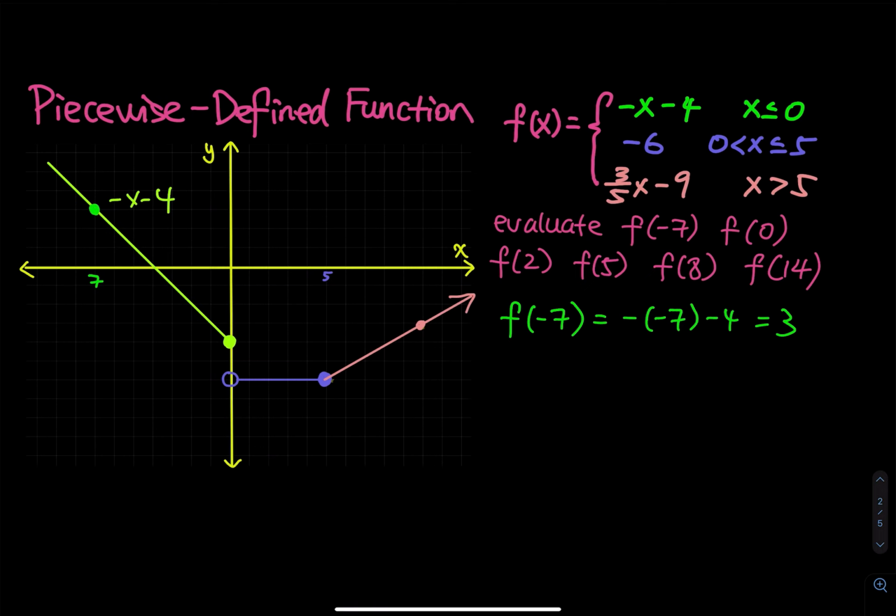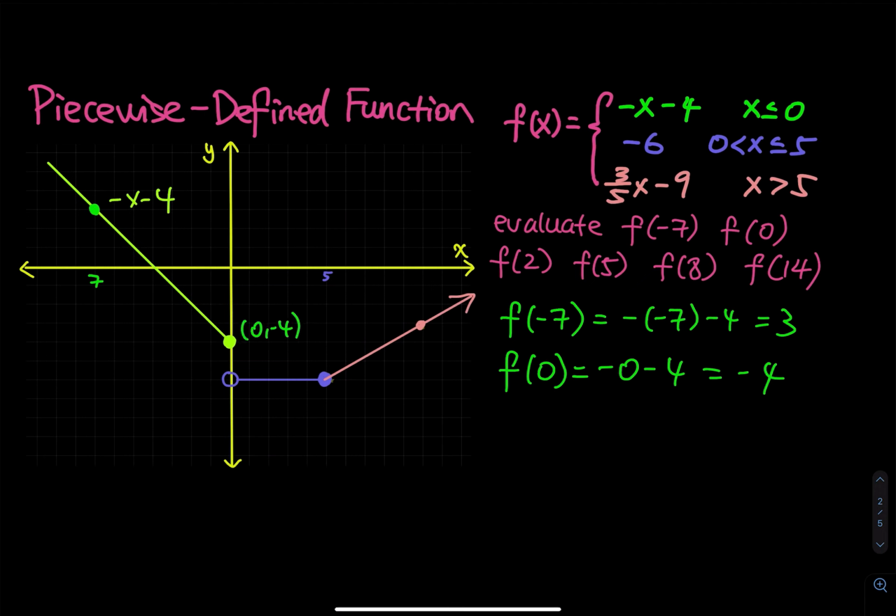And then how about x equals 0? So this is x equals 0, right? Then we still use the first piece. So f of 0 equals negative 0 minus 4. We have a negative 4. So therefore, we have 0, negative 4 right over there.